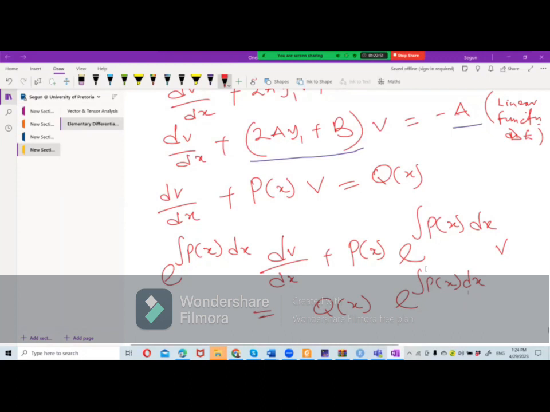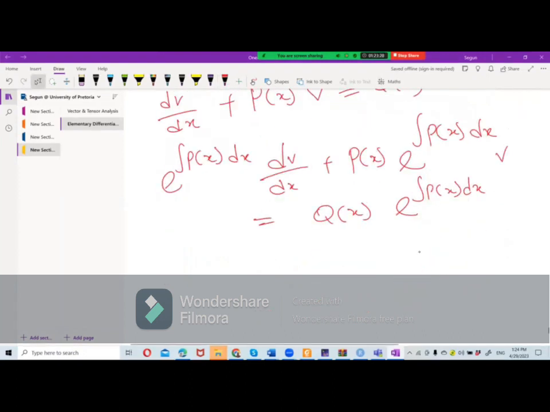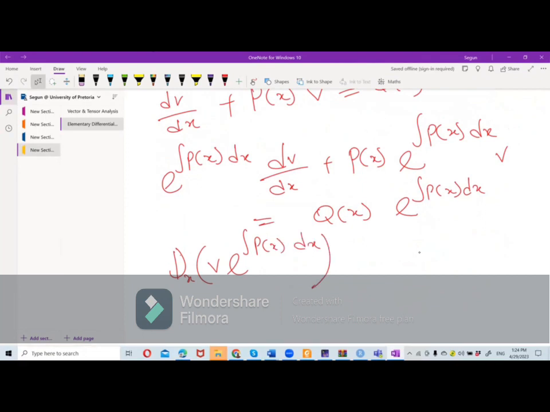So at the end of the day, if I solve this very well, I can merge these two together according to the law of integrating factor. That would be d/dx, that is differentiation, of v times the exponential integral of p of x dx, equals q of x times the exponential integral of p of x dx. So all I need is just to make v the subject of the formula after the integration.